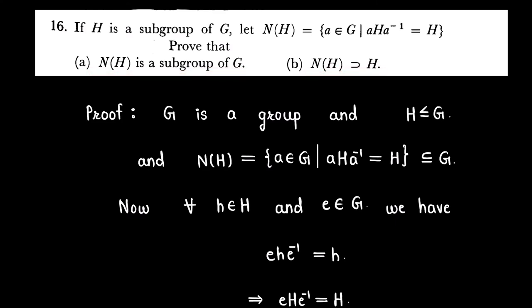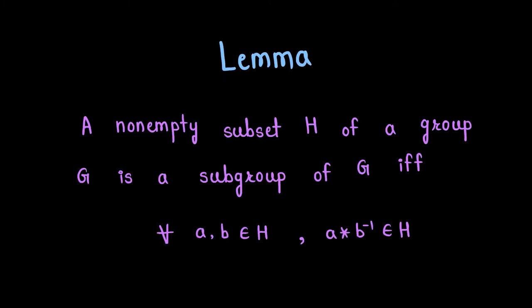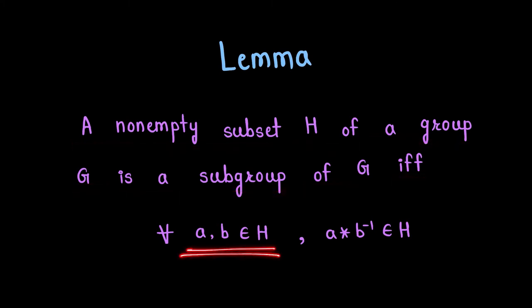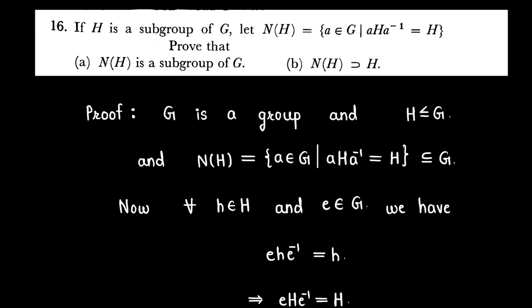Now note that the set N(H) is said to be the normalizer of the subgroup H of group G. So we will start our proof. Note that to prove N(H) is a subgroup of G, we need the lemma: a non-empty subset H of a group G is a subgroup of G if and only if for all elements a, b in H, a * b⁻¹ is again an element in H. Now here G is a group, H is a subgroup of G, and N(H) is a subset of G.